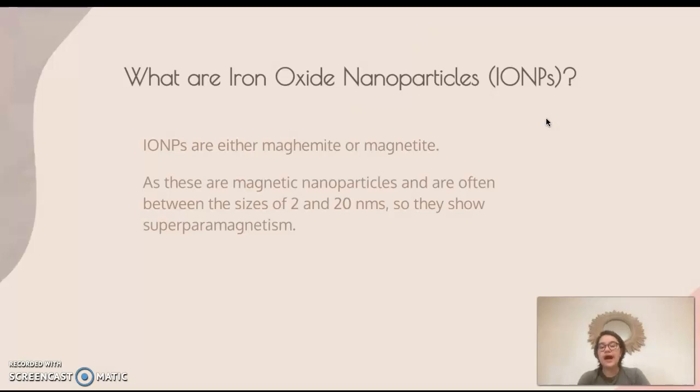So overall, what are iron oxide nanoparticles, or as you will hear me refer to them, IONPs? IONPs are either maghemite or magnetite, and they are nanoparticles that are magnetic and are between the sizes of 2 and 20 nanometers, so they show superparamagnetism, which essentially means that they, in and of themselves, don't exhibit a magnetic field unless they're in the presence of a different magnetic field. And this allows them to be more stable.